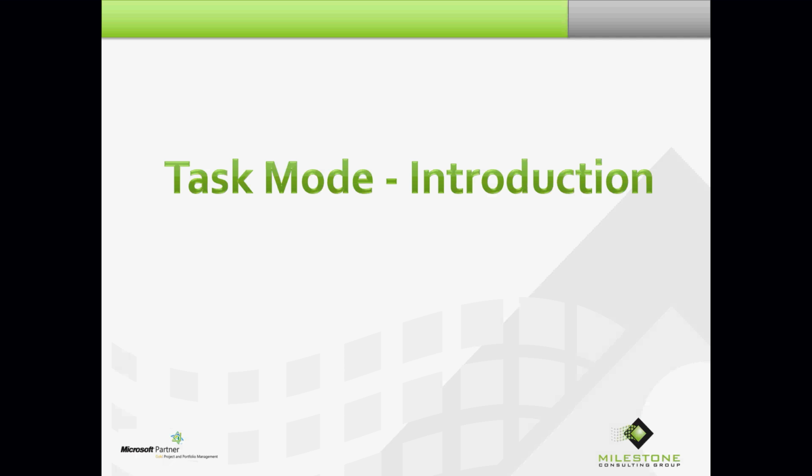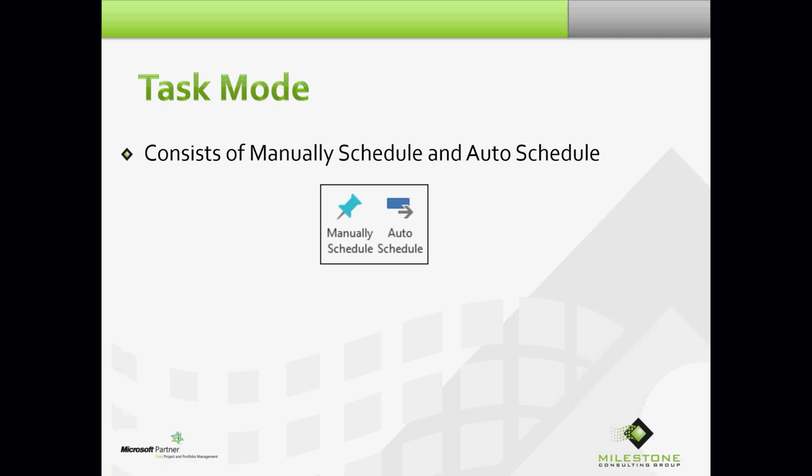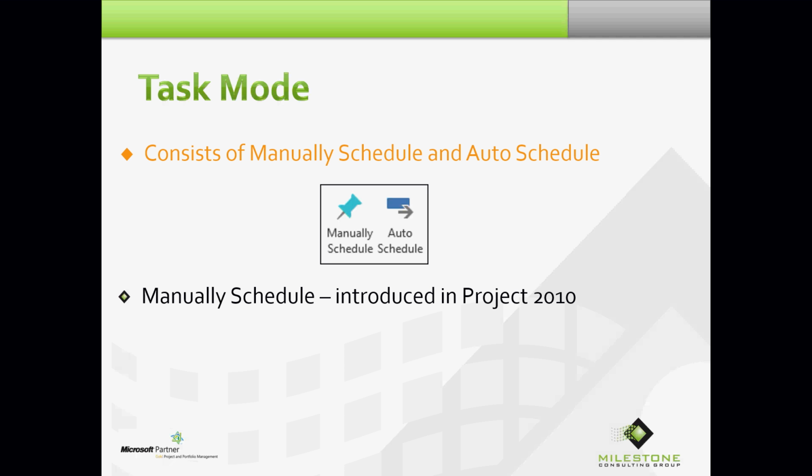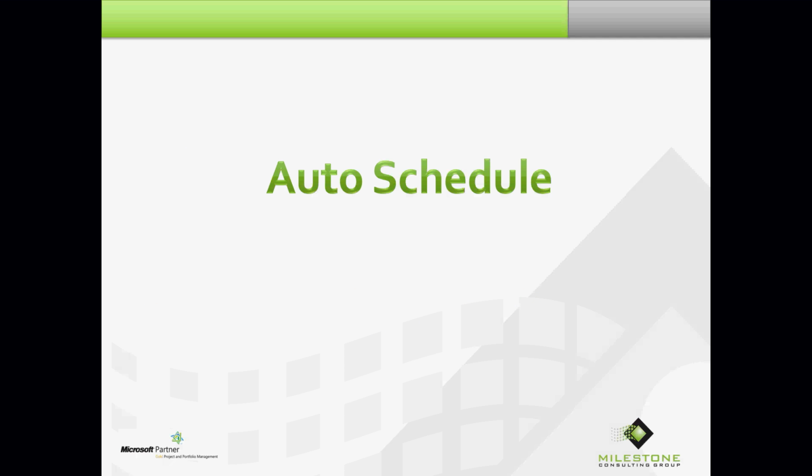Let's begin with an introduction to task mode. Task mode gives you the option of deciding how much control you want over task scheduling in a project. And as you know, or maybe you don't, it consists of manually schedule and auto schedule. Once again, manually schedule was introduced in Project 2010. Auto schedule is Microsoft Project's native scheduling mode. It's been around since day one.